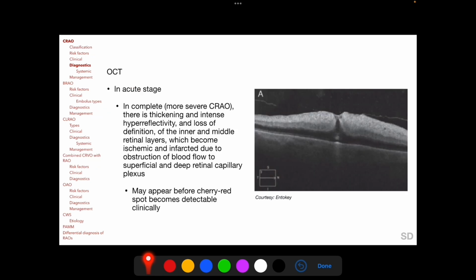In the acute stage of a complete or more severe CRAO, there is thickening and intense hyperreflectivity of the inner and middle retinal layers as seen here in this OCT image, and this is because of ischemia and infarction of the retina due to obstruction of blood flow both in the superficial and the deep retinal capillary plexus.